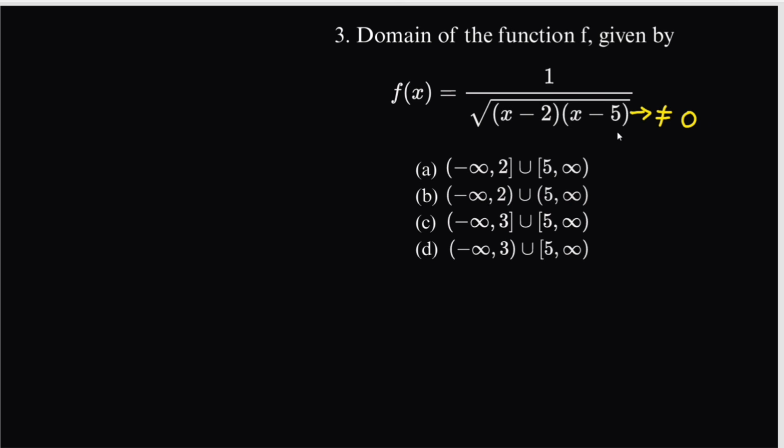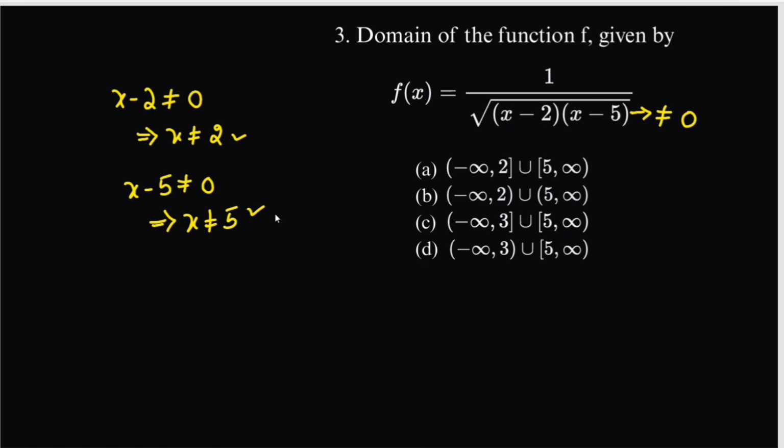Correct? If the denominator should not be equal to 0, then what is there in my denominator? X minus 2 should not be equal to 0. So that implies what? X should not be equal to 2. Similarly, we have x minus 5, which is not equal to 0, which implies x is not equal to 5. That means 2 and 5 are not included. So we'll discard the options and then find out the answer for this question.